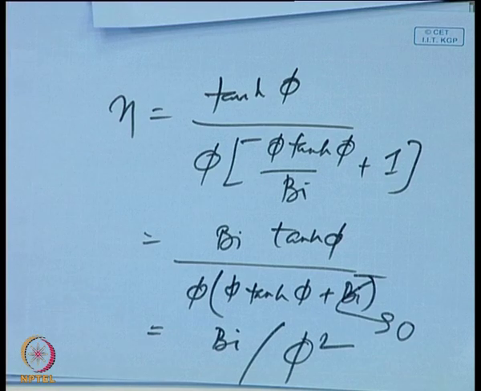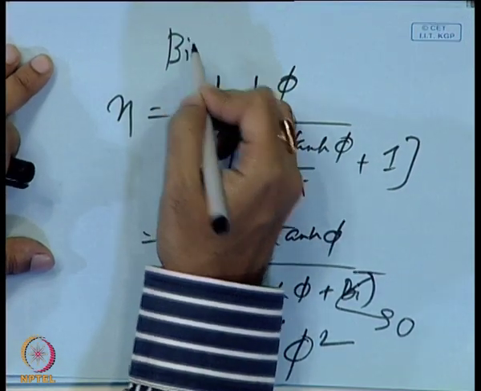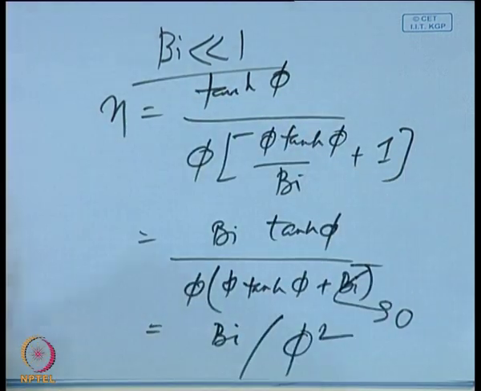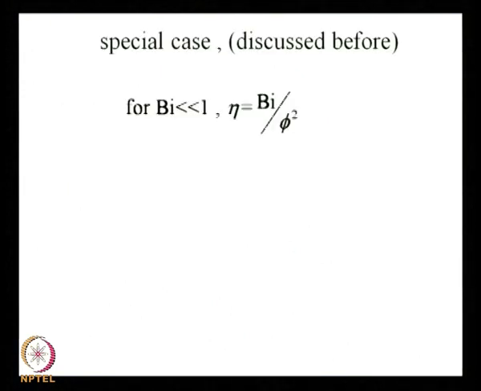So, this is the third limit, Biot number much smaller than 1. We did first Biot number much greater than 1, then finite, and this is the third limit. Clear? So, let us go quick. Big phi, that is observed Thiele modulus, which is eta times phi square, is simply Biot number, which means that it is only limited by external mass transfer coefficient.